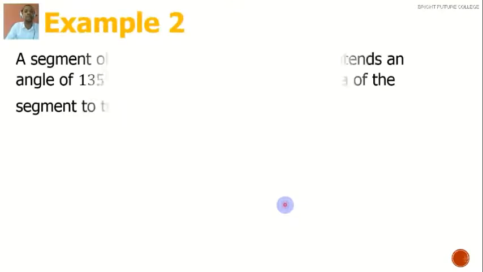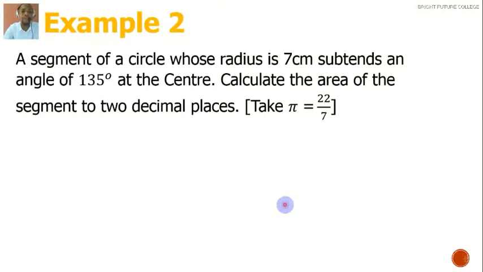Now let's take an example. A segment of a circle whose radius is 7 cm subtends an angle of 135 degrees at the center. Calculate the area of the segment to 2 decimal places. Pi is 22 over 7. I take the question again. Segment of a circle of radius 7 cm subtends an angle of 135 degrees at the center. We are to calculate the area of the segment to 2 decimal places.